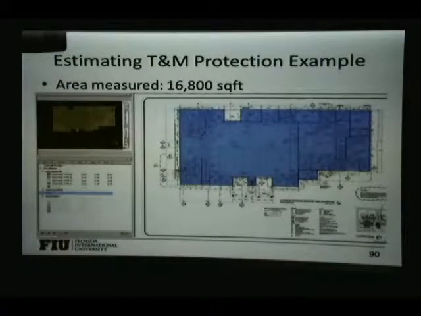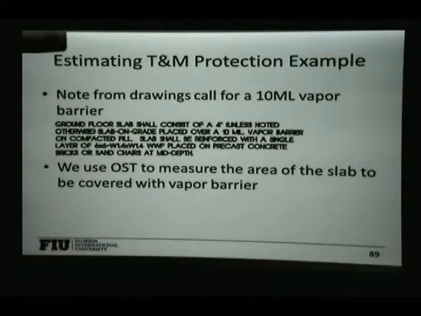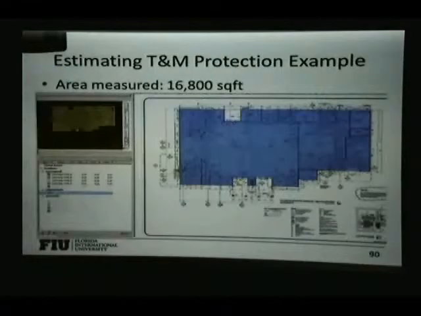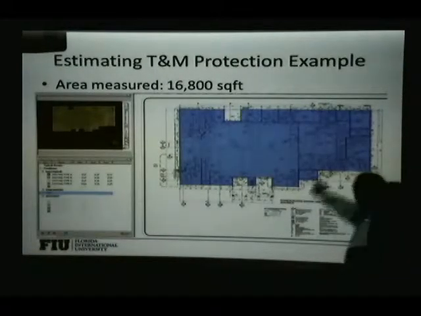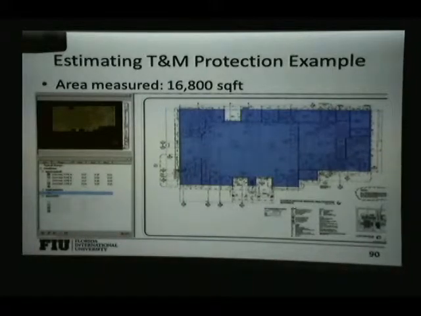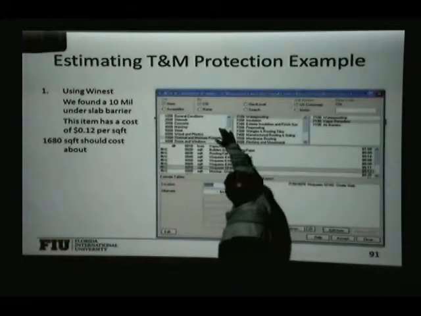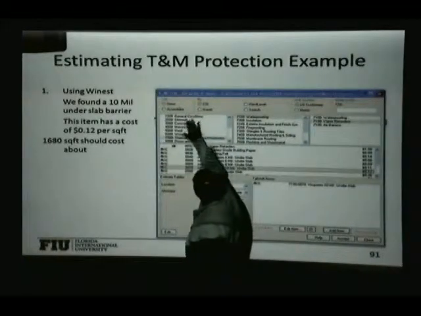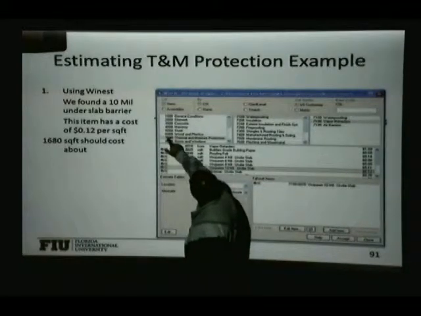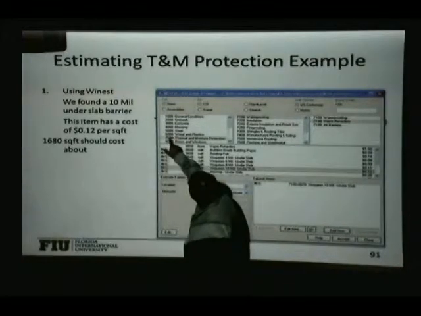Here's an example where we use on-screen takeoff to measure the area that we need and then estimate how much vapor barrier we need. So here's the area. We create a condition, an area condition, and start clicking on the corners. We come up with the area, and then we will add. Actually, this is the first shot that you will see for that software, WinEst, that you have in your book. This gives you a list of items per division. So we have general conditions, site work, concrete, and thermal and moisture protection will be in division 7. So you highlight that one.